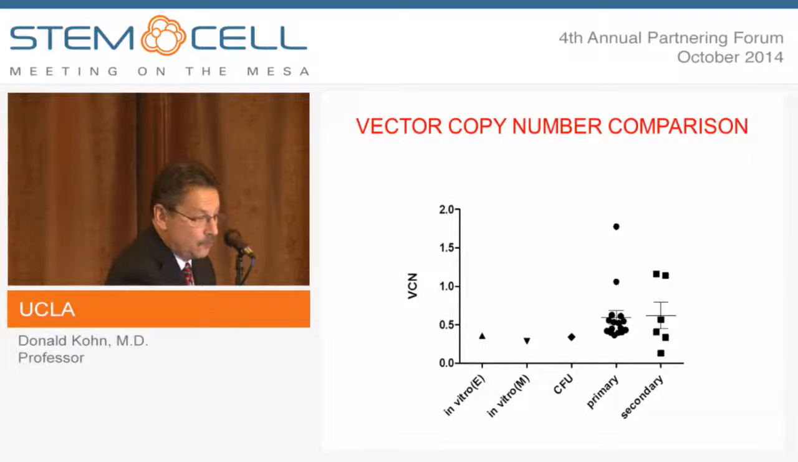This is data from one clinical scale run using normal healthy donor marrow, showing that the copy numbers of the vector, looking short-term in vitro in either erythroid or myeloid conditions, in colony-forming units, or in primary or secondary mice, is preserved, indicating that we're getting gene transfer to engrafting stem cells based on this model.